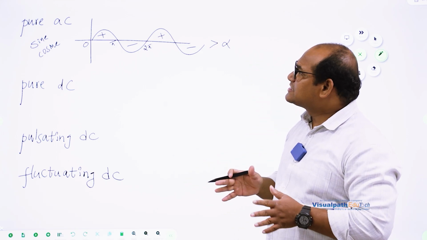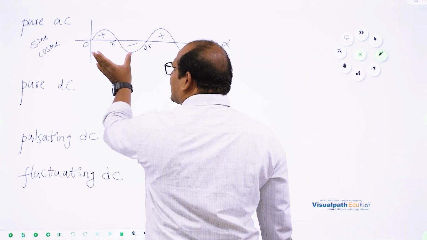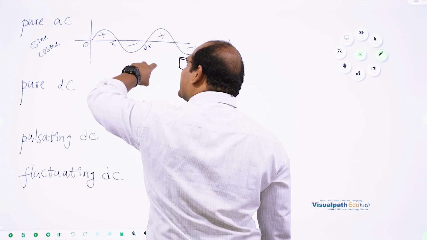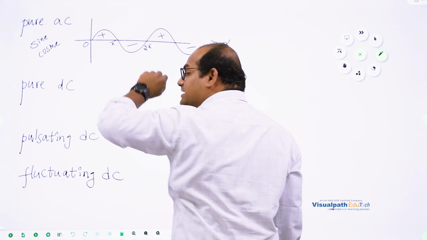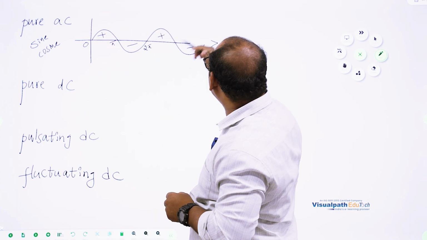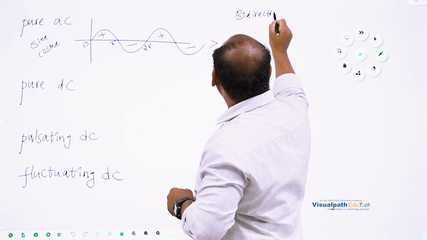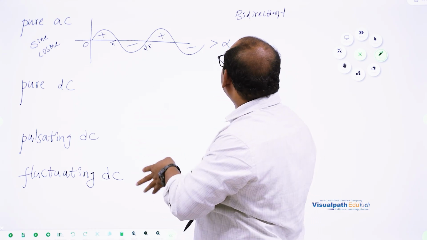What are the characteristics of this pure AC signal? For half of the cycle, positive values are available. For the next half of the cycle, it has the negative half cycle. That is why it is called a bidirectional signal. Sometimes it has positive values, sometimes negative values. So pure AC signal is called a bidirectional signal.